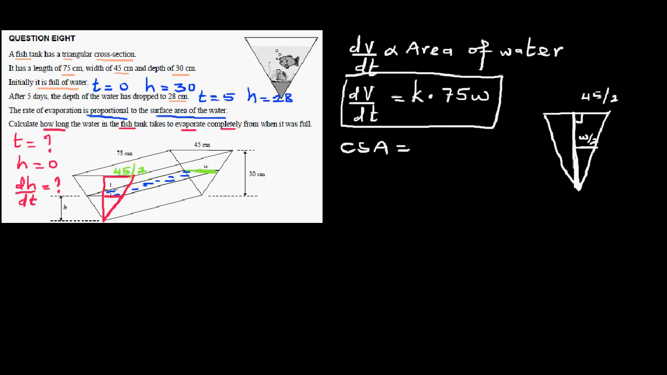If this is W, this is going to be W over 2. I hope you can see the green color. Okay, what else can we see? We know this height, the total height, is 30. So I'll write 30 out. And this height is H. This is H. And these two triangles are proportional.